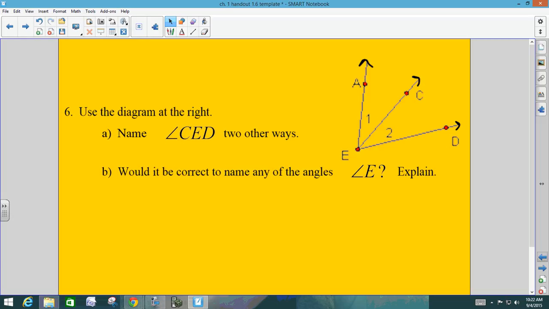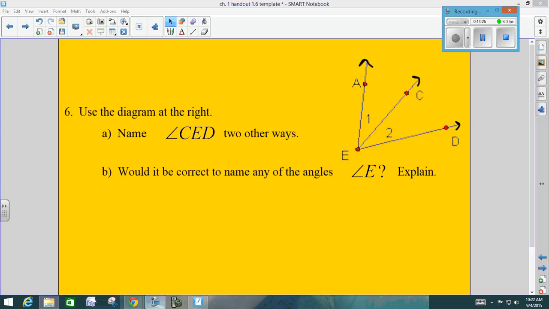Where it says, using the diagram at the right, name angle CED two other ways, and then there's part B. Go ahead and try this one on your own. Kylie, what's one other name for angle CED? Angle 2. Yep. Emily? Good. Angle DEC. There are your two other names for angle CED.